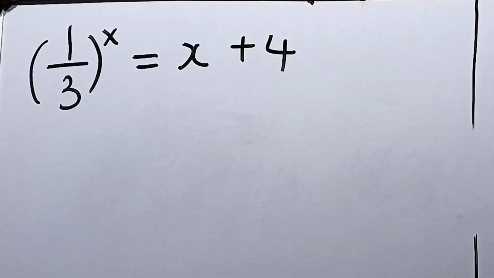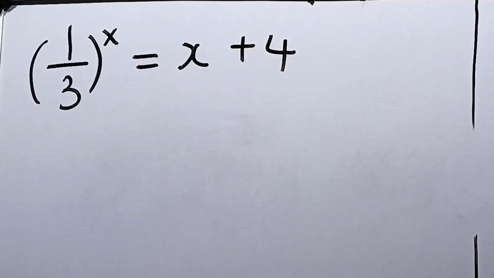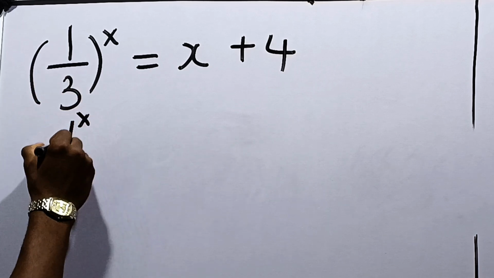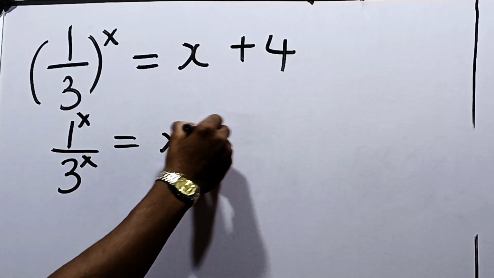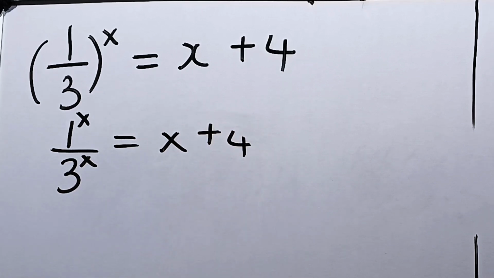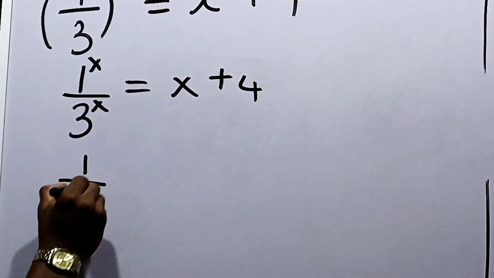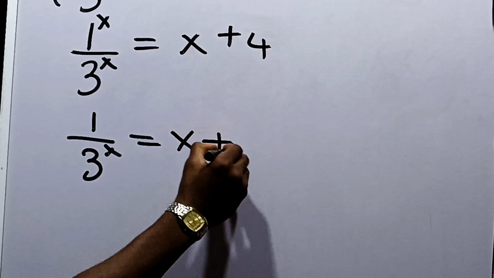Let's solve this together, okay? It says (1/3)^x = x + 4. How do we solve this? First thing we can do here is to say that we have 1^x divided by 3^x to be equal to x + 4, okay? Now, from here we have 1^x is 1, so we have 1 over 3^x to be equal to x + 4, okay?